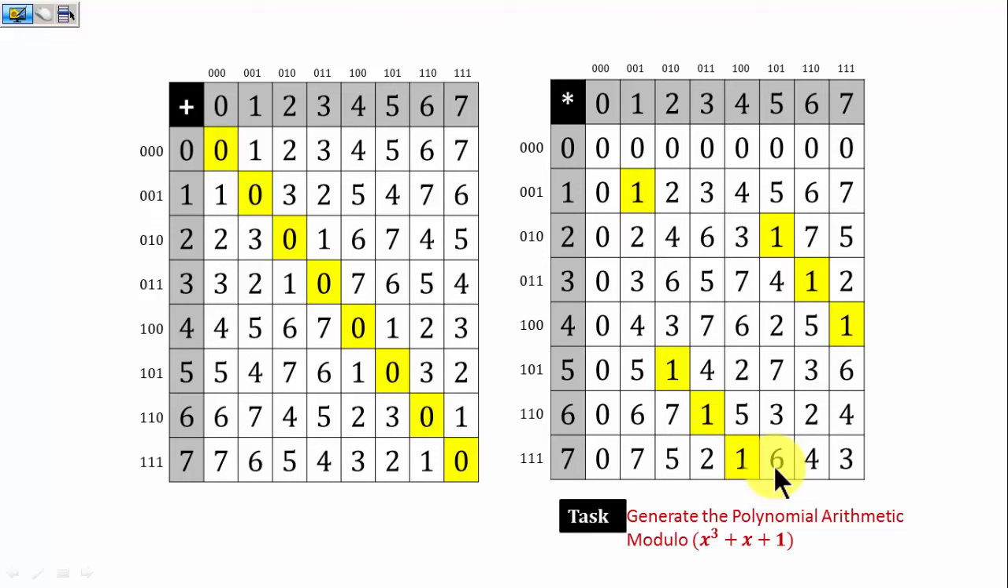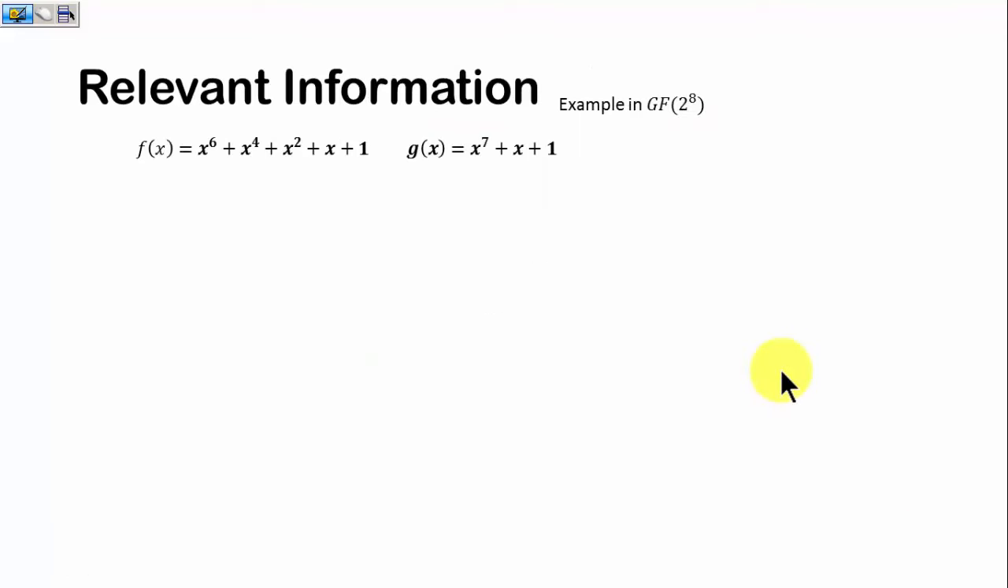What I want you to do is try creating the same matrix but in the polynomial arithmetic modulo x to the power 3 plus x plus 1 form. If I'm talking about the Galois field 2 raised to the power 8 domain, then if the functions are f and g, the modulus operation of the irreducible polynomial is given over here as well.